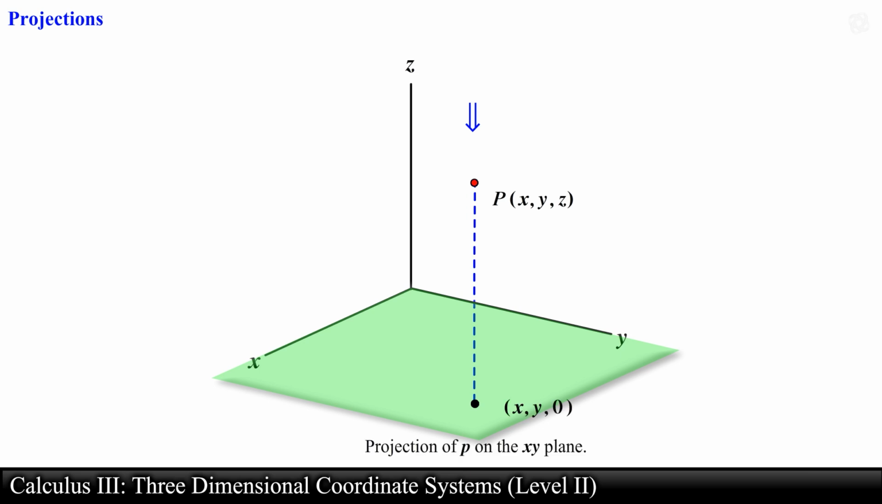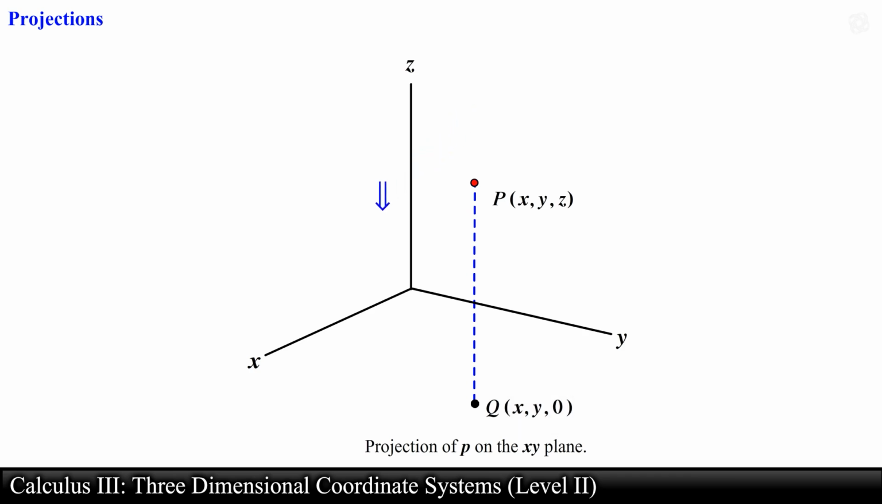This point has the same x and y coordinates as point P, but has a z coordinate of 0. Remember, the equation of the xy plane is z equals 0, so any point on that plane will have a z coordinate of 0. So let's denote the projection of P on the xy plane as point Q. It will have coordinates x, y, and 0.